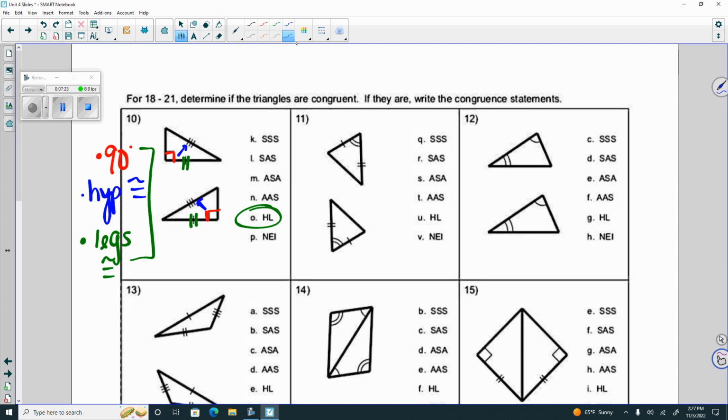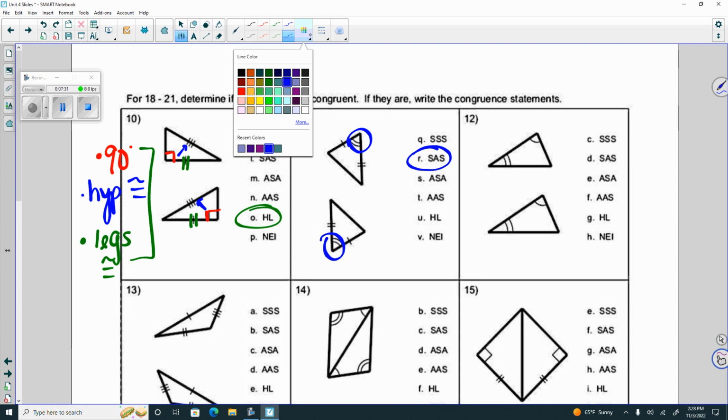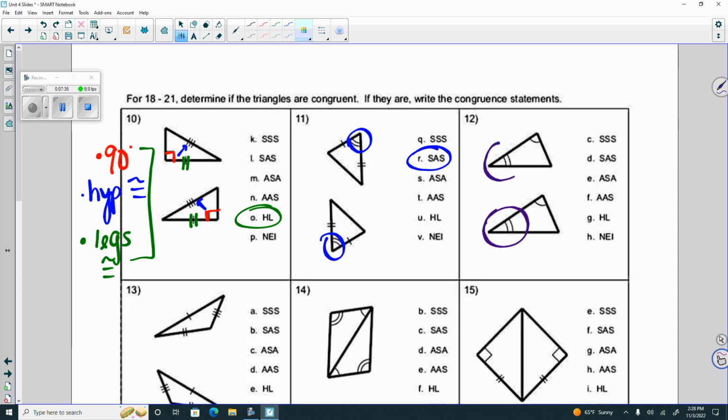Number 11, we should notice that we have an angle between 2 sides that are congruent. That's side, angle, side. Over here on number 12, all they tell us is this angle is congruent to this angle, and this angle is congruent to this angle. They don't tell us anything else. So that's really just angle, angle. And that is not a way to prove that triangles are congruent, so our answer here is not enough information.